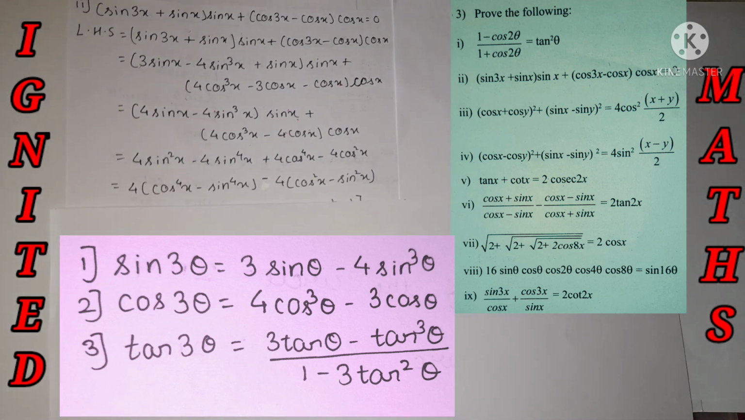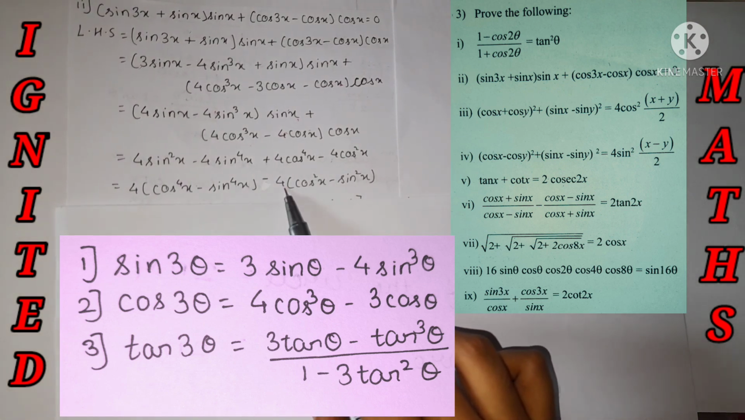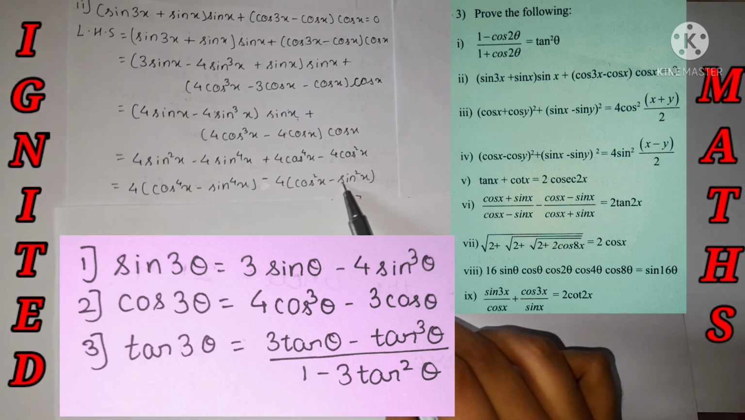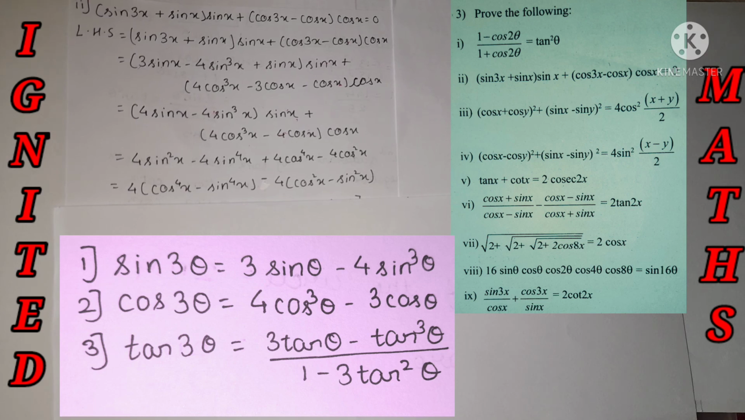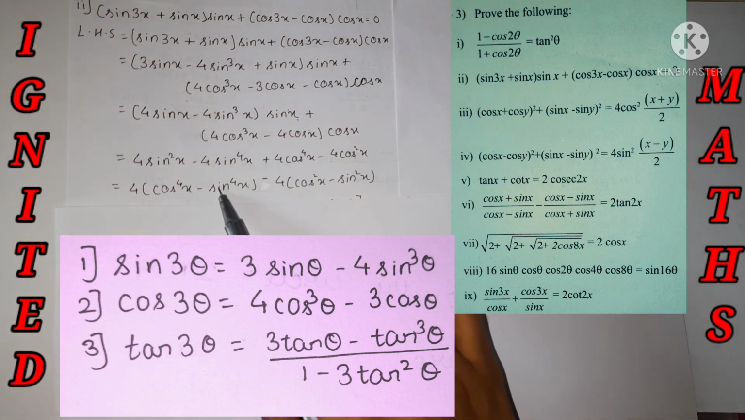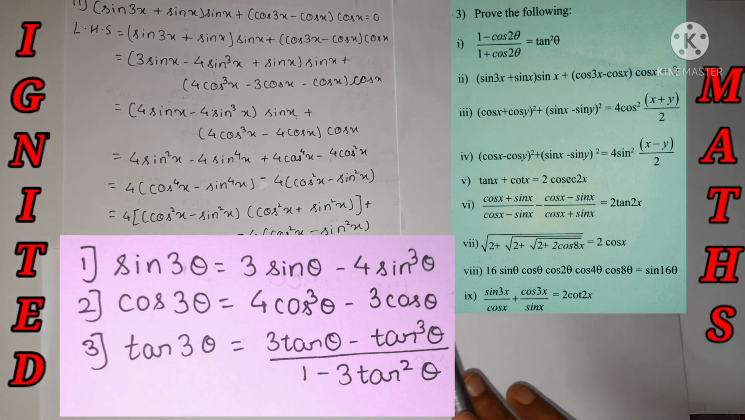It's nothing but 4 cos⁴x minus sin⁴x, and minus 4 cos²x minus sin²x. We know a² minus b² is a plus b times a minus b. So cos⁴x minus sin⁴x can be separated as cos²x plus sin²x times cos²x minus sin²x. Over here I have not changed anything.